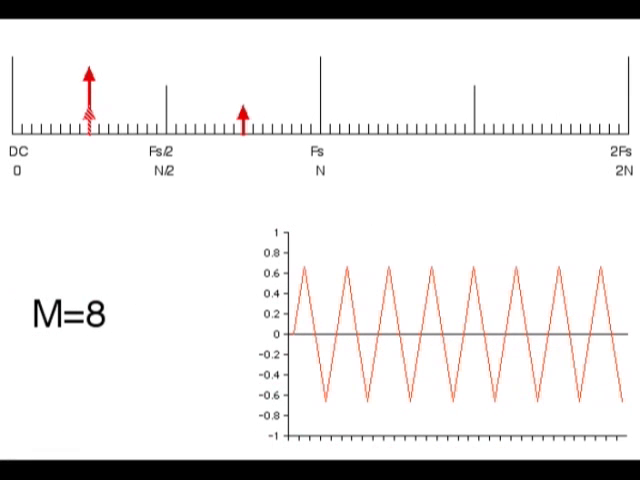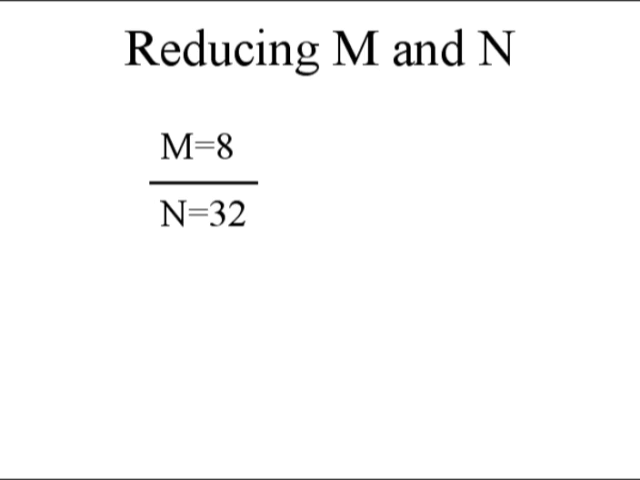So the third harmonic will fall in bin 24, but the alias of the third harmonic will fall in bin 8. Unfortunately, that bin is already occupied by the fundamental. Now, the amplitude of the fundamental is being corrupted by the amplitude of the alias of the third harmonic. That's why we can't have common divisors between m and n.